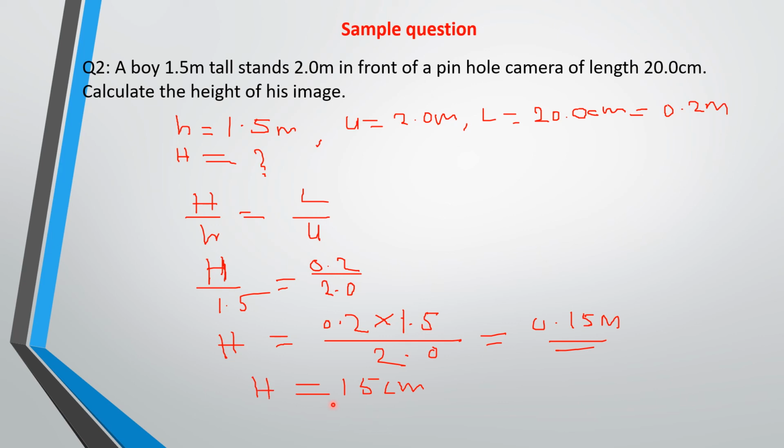If you compare your image height to the object height, you will see that the image height is smaller than the object height, and that is what the pinhole camera does. The image is always smaller than the object. So this is how to apply these formulas.